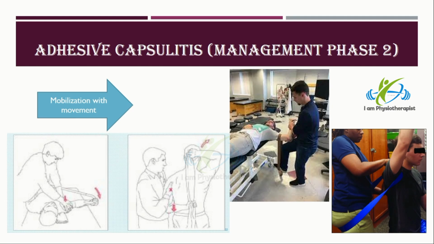During the second phase of treatment, movement with mobilization and end-range mobilizations are recommended. Mobilization with movement can also correct scapulohumeral rhythm significantly better than end-range mobilization.